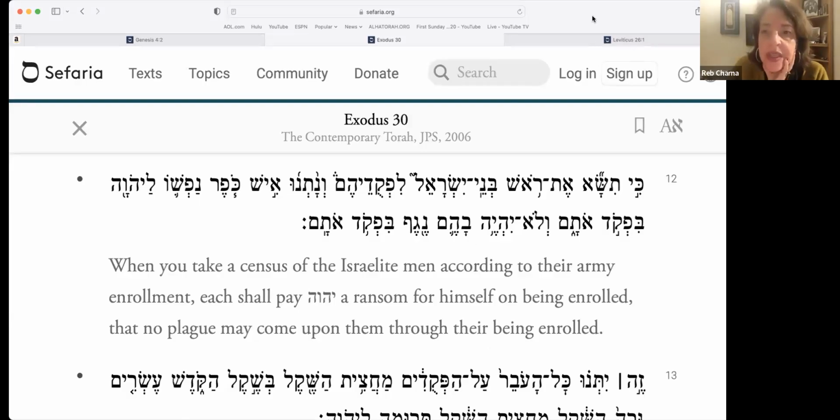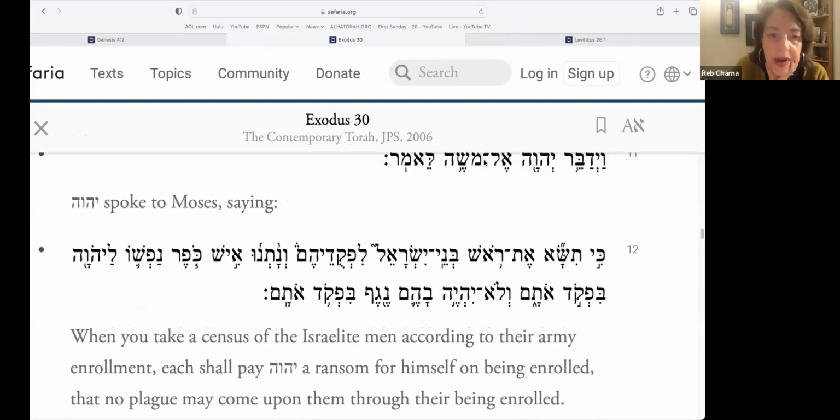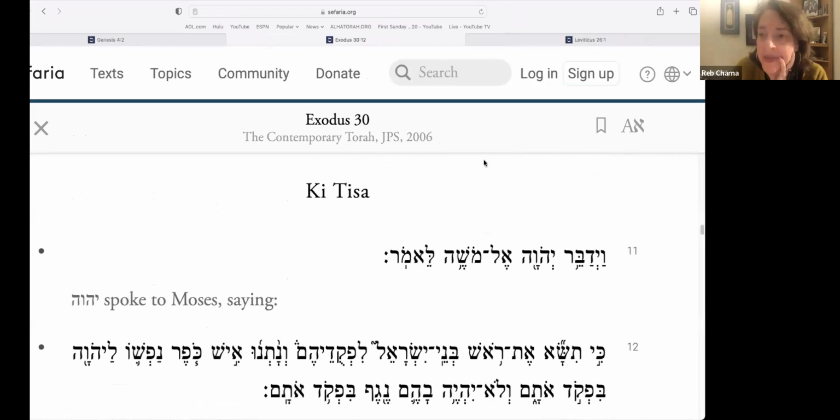We're going to look here at this word. This is the beginning of the Parsha, Ki Tisa. Now, Ki Tisa is an extraordinary Parsha. You know, you got your census. You got your Moses going up to the Sinai. You got your golden calf. You got your God and Moses going back and forth.